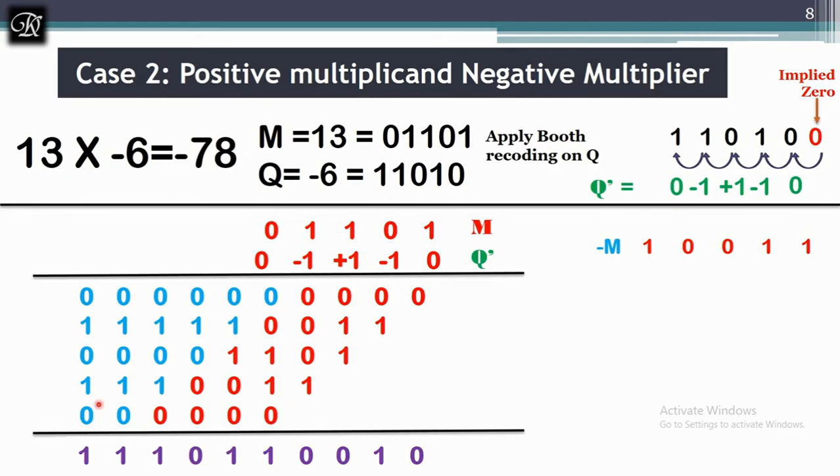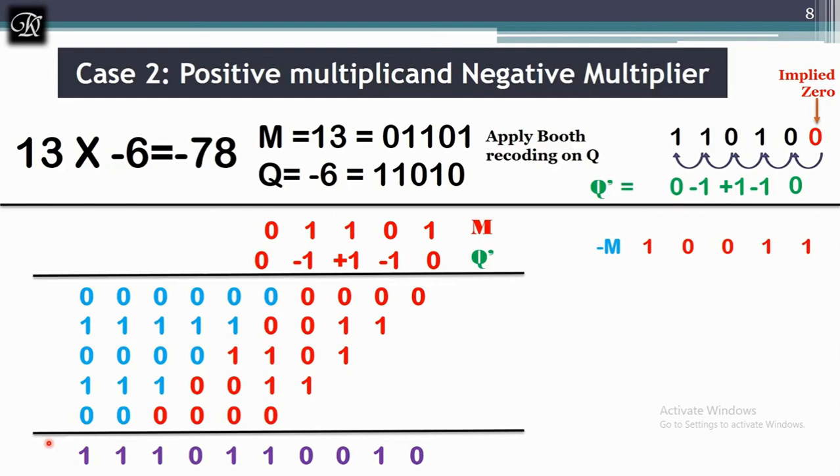carry is there, I will not consider it because I am only bothered about 2n bits. If there are more than 2n bits, you need not worry, you ignore all the remaining bits whatever it's going to generate. So this is the negative 78. We know what 78 is from the previous discussion, positive 78. If you find the 2's complement of that, you will get the answer. It's a negative 78. This is what negative 78 is.